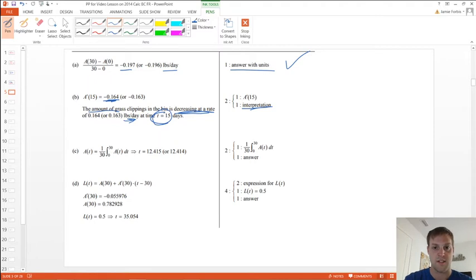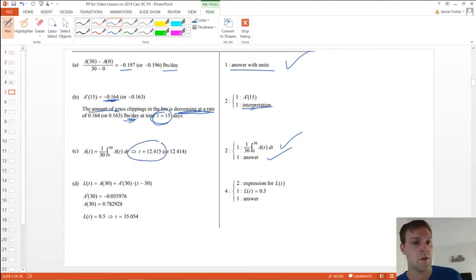In part C, they wanted us to find the average value, which we did. And then they didn't really show any work here, but we needed to set that equal to the amount A at t and find the answer, which we did. We found it to be time equals 12.415.